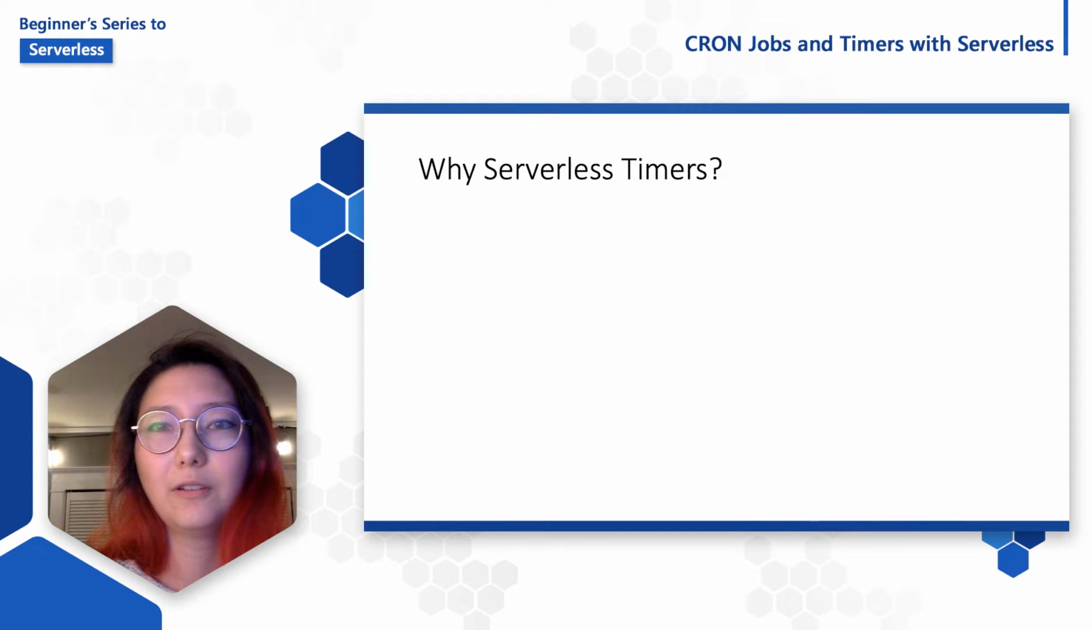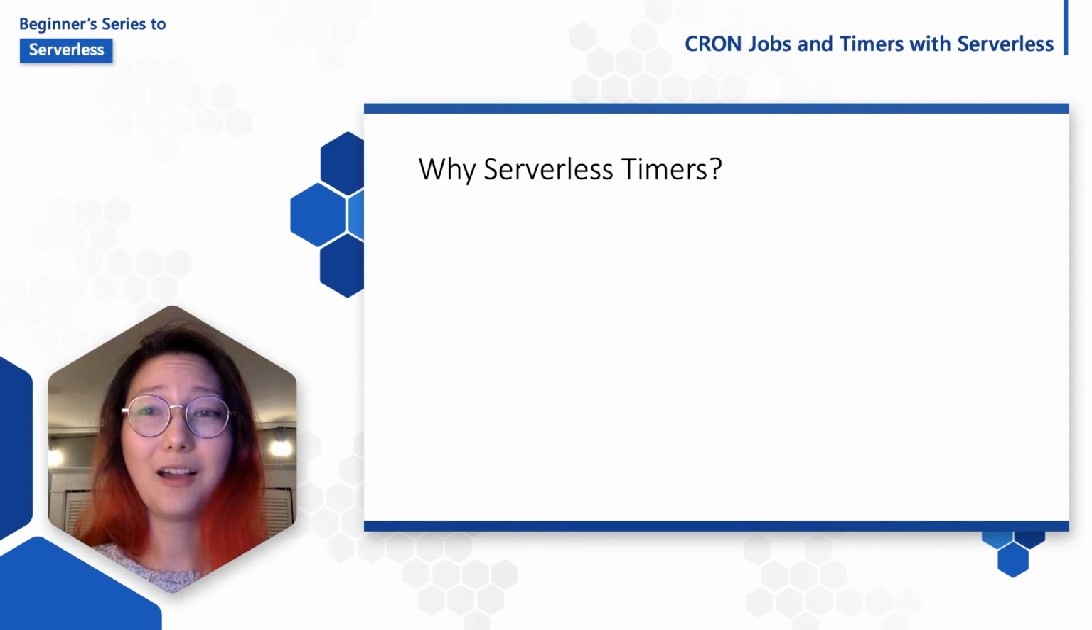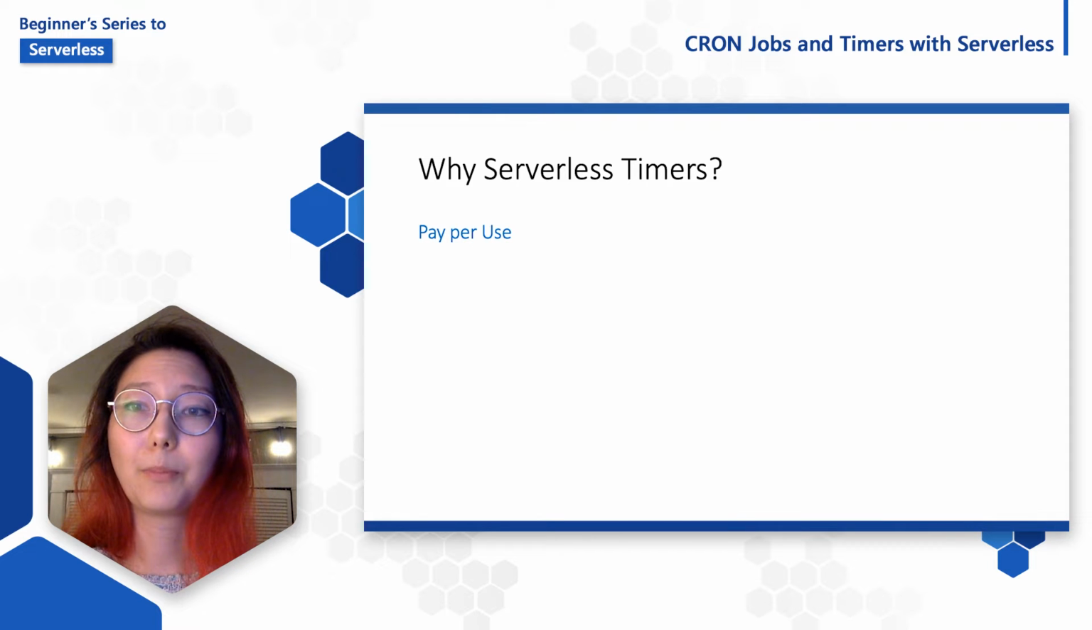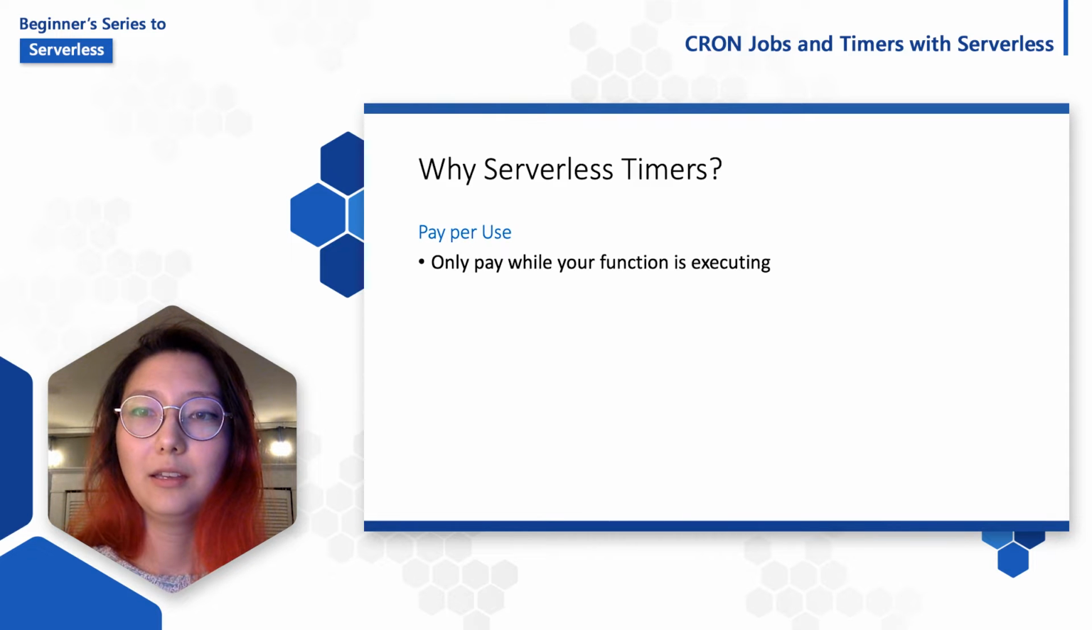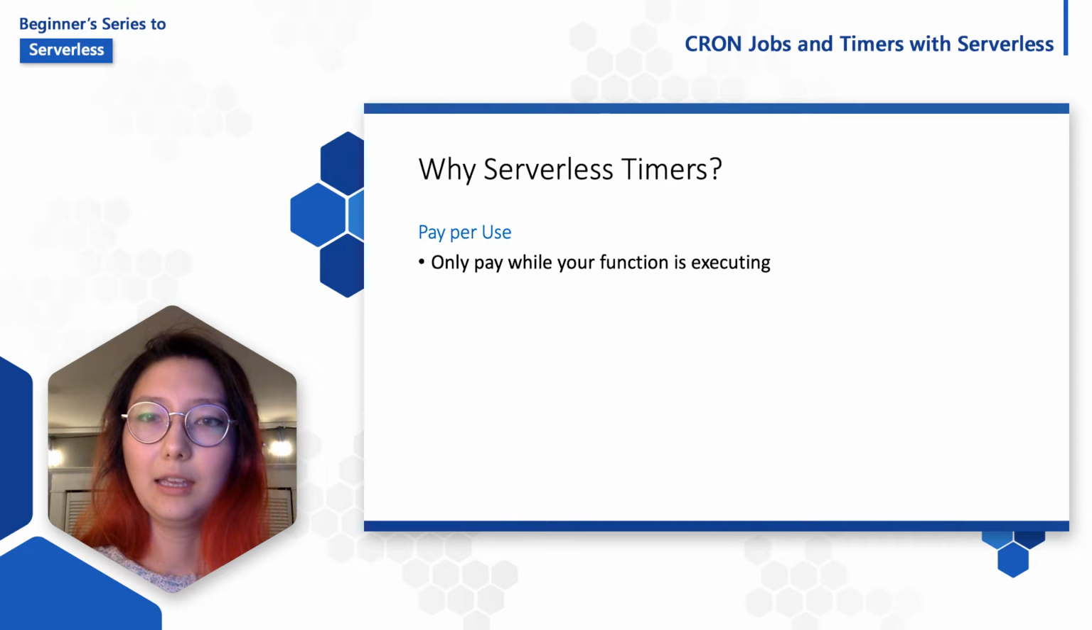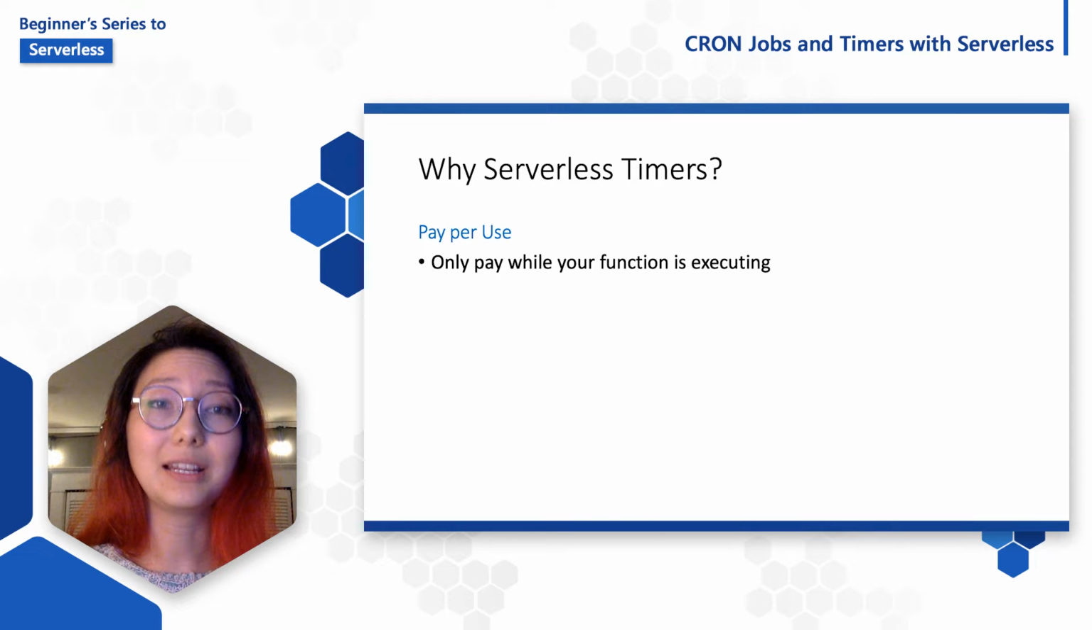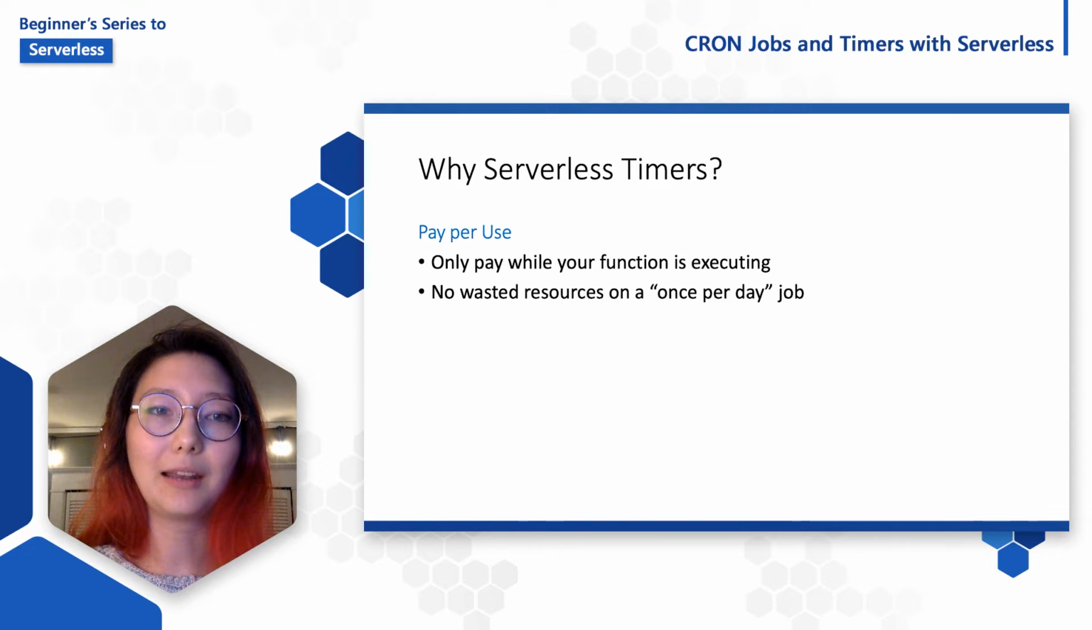When you think about serverless, you probably think about near infinite autoscale and bursty, unpredictable load. So how does a regularly scheduled function fit into this picture? The first immediate benefit from serverless timer functions is that functions are billed per use. You only have to pay for the compute power while your function is executing. If you have a job that runs once a day, you won't have to pay for all that time that the function is waiting idly by.